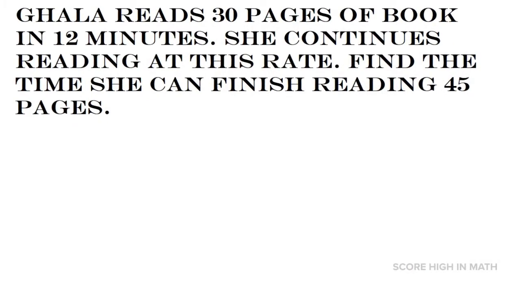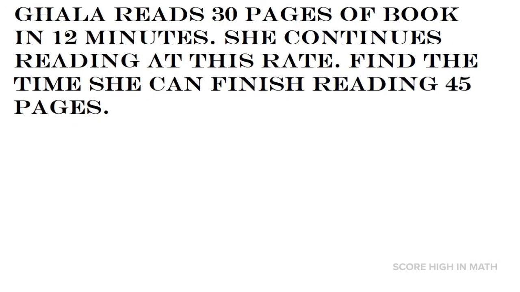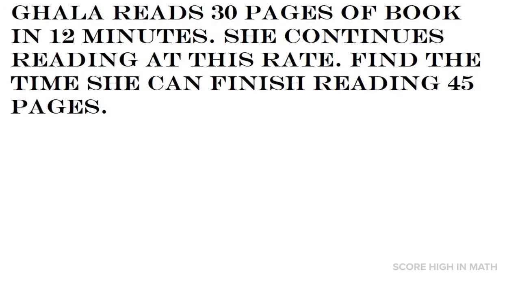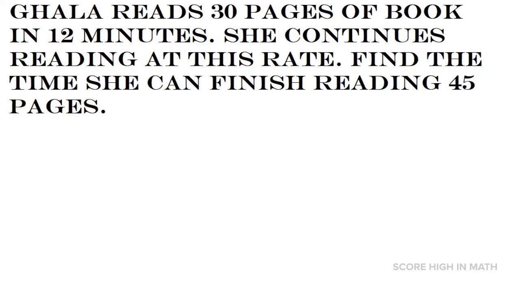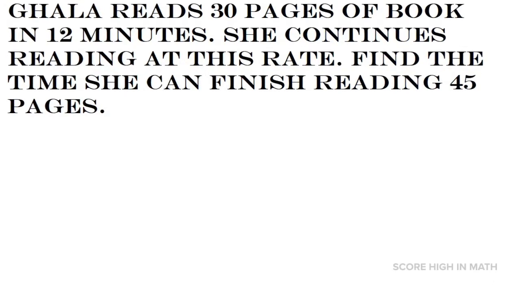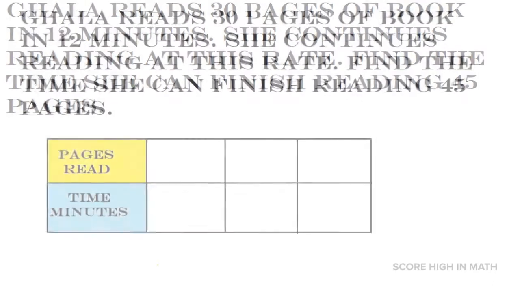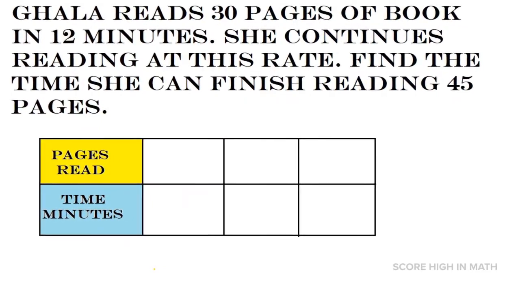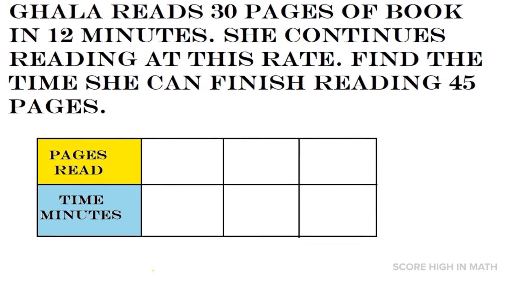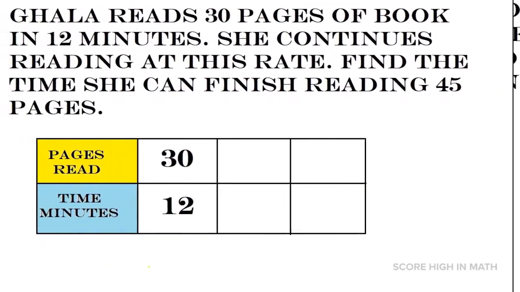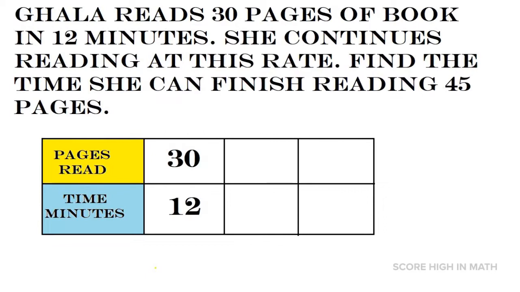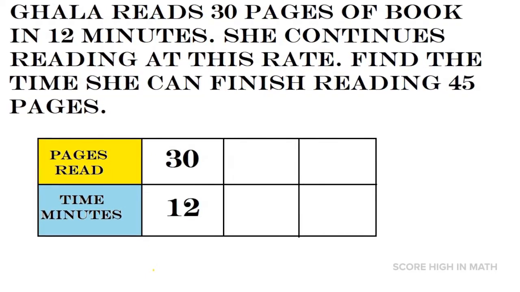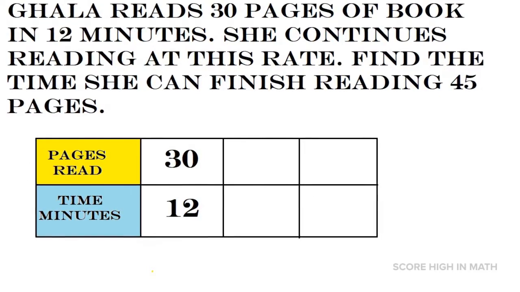Let us work on another example so that you can understand it well. Gala reads 30 pages of a book in 12 minutes. She continues reading at this rate. Find the time she can finish reading 45 pages. We are going to draw the ratio table again. The first row is pages read and the second row is time in minutes. So the ratio is 30 pages per 12 minutes. How are we going to make 30 equivalent to 45?